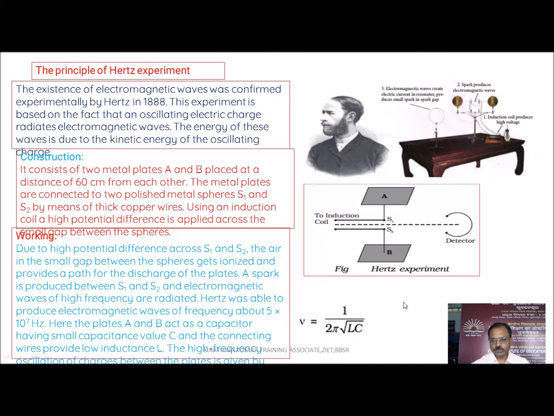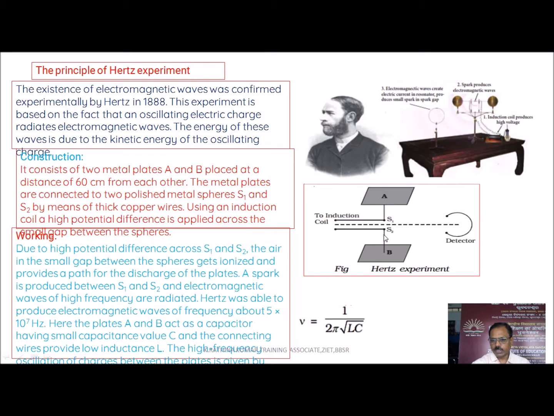Actually, this is the actual picture of the Hertz experiment. A and B are the two plates, just like a capacitor. That is S1 and S2, a gap at the pointed edge, and these two leads are joined with the induction coil. When a current is passing through the induction coil, the induced EMF will be produced here, and that will be carried to the points S1 and S2.